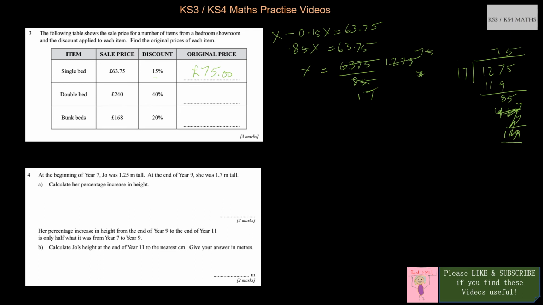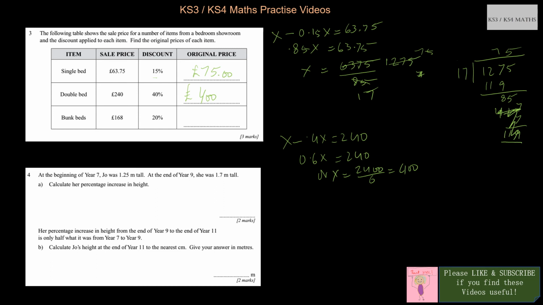The next one is x minus 0.4x, 40% is 0.4, equals 240. So we would get 0.6x is 240, or x is 240 divided by 0.6, or 2400 divided by 6 is 400. So this would be £400.